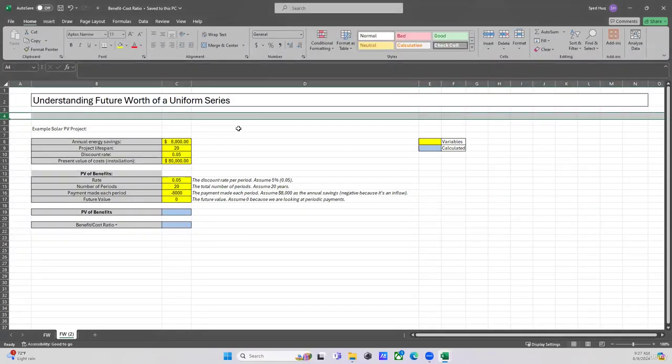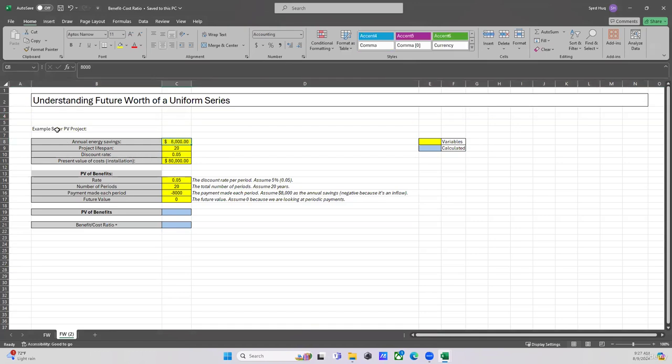Okay, so let's see how to calculate the benefit cost ratio using Excel. This is the annual energy savings, let's say from a solar photovoltaic project. The project lifespan is 20 years, which is how long the solar panel will last. The discount rate is 5%. The present value of cost, the installation, is $80,000. So you're investing $80,000 now, and over the next 20 years it's going to give you energy savings of $8,000 per year with a discount rate of 5%.